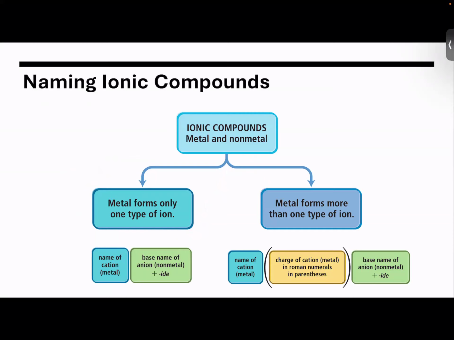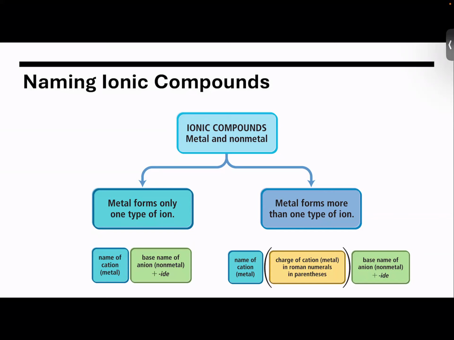With ionic compounds, the first thing you have to determine is whether the metal is one that forms only one type of ion, or whether the metal can form multiple types of ions. As a reminder, the ones that form only one type of ion are group 1, which forms only a +1. Group 2, which forms only a +2. Silver, which forms only a +1.